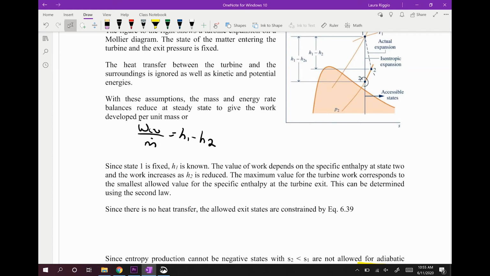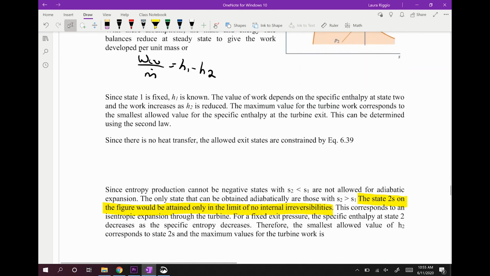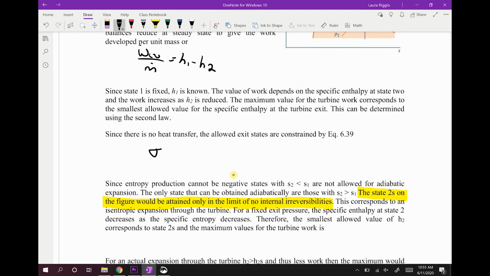Since there is no heat transfer allowed, our entropy balance comes down to our entropy produced per unit mass is s2 minus s1, which again is greater than or equal to 0. Since entropy production cannot be negative, only states where s2 is greater than s1 are allowed for adiabatic expansion. The only states that can be attained adiabatically are those with s2 greater than s1.